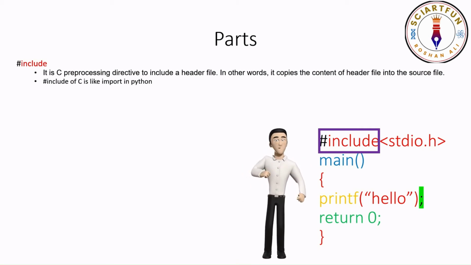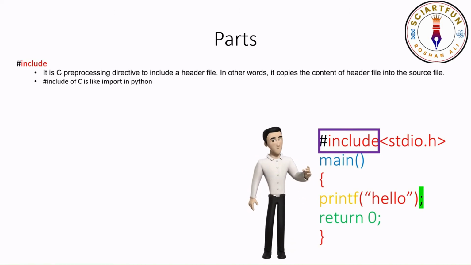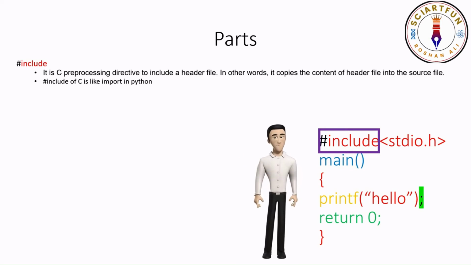A header file is a file with the .h extension. Sometimes you want to use certain commands that already exist in another file called a header file. If you don't include the content of that file with the #include command, you will not be able to use those commands in your source file.